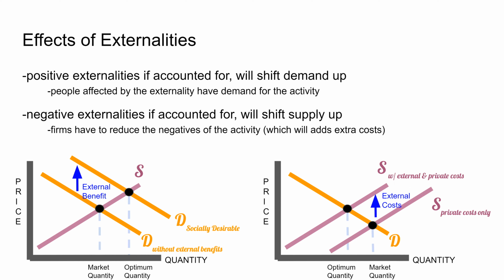Supply goes up because, if you look at the paper factory, when you're here, the factory doesn't do anything to limit its pollution. But once society or the government makes the paper factory reduce its pollution, it has to increase its cost to reduce that pollution, so you shift it upwards.